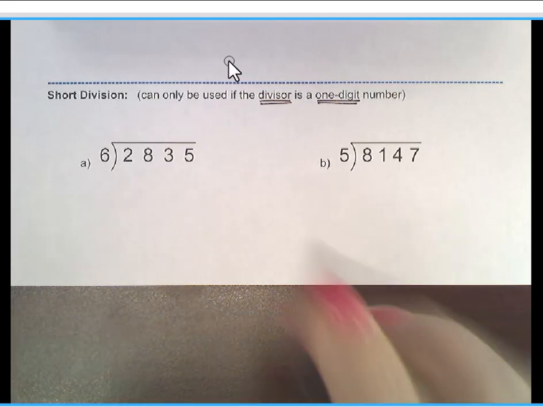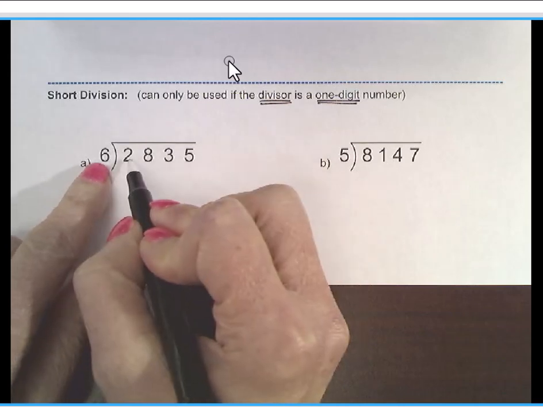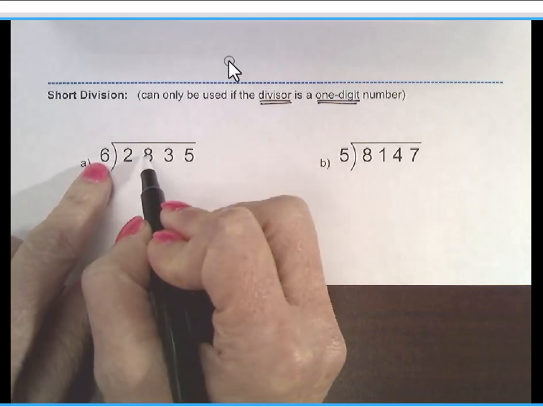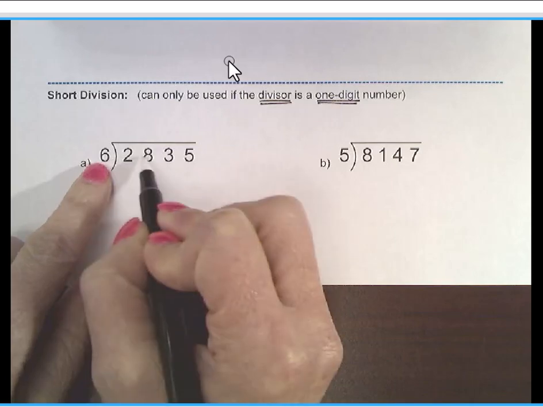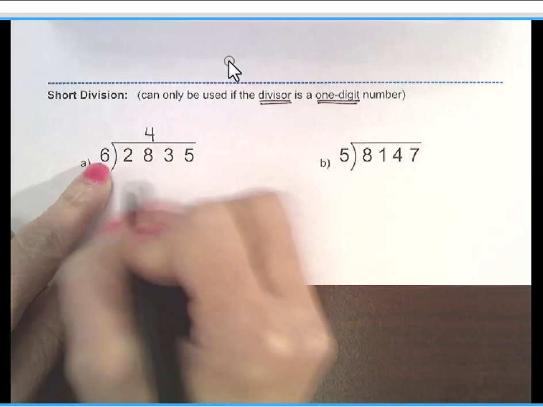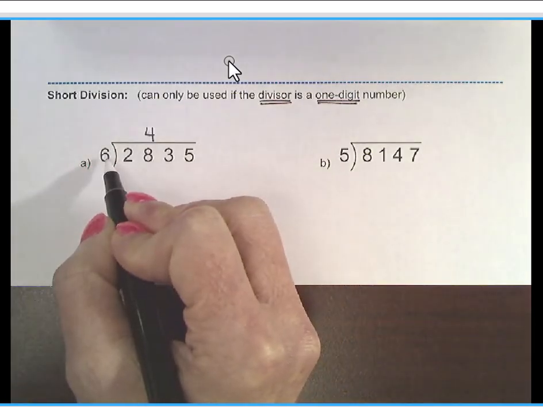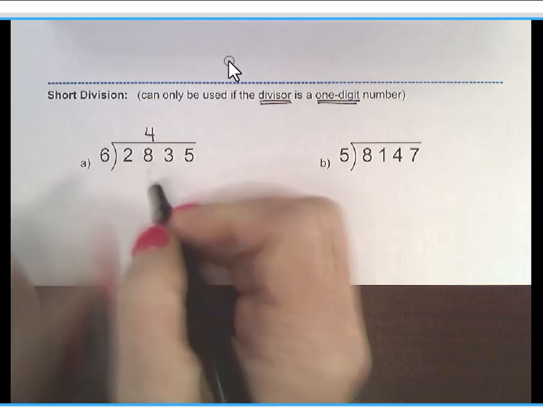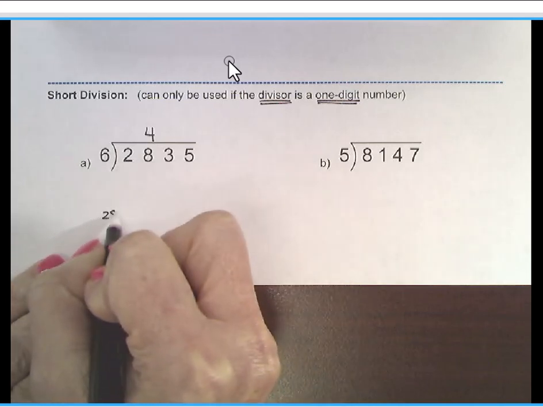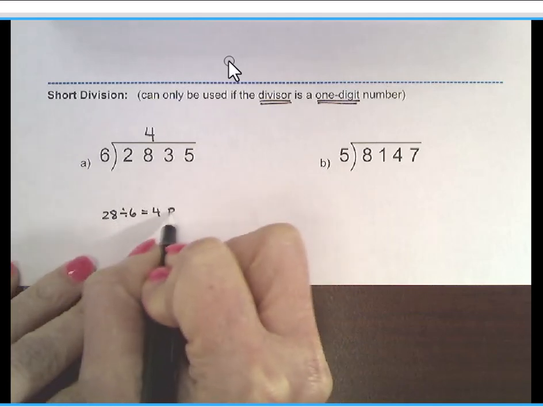So this is how you do it. You're going to keep track of the remainders. You go, well, does 6 divide into 2? No. But 6 divides into 28. 6 divides into 28 how many times? It goes in there 4 times. And without writing it down here, 4 times 6 is 24. You'd have a remainder of 4. So I'm going to write it here. 28 divided by 6 is 4 with a remainder of 4.